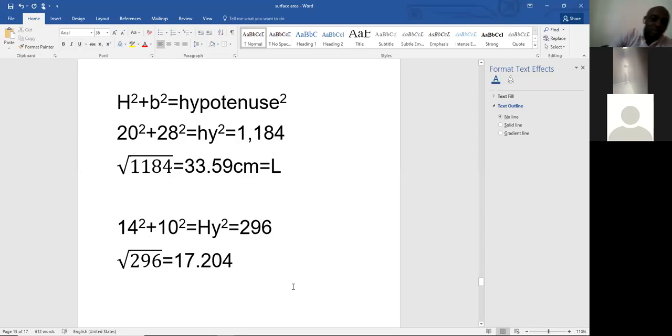So the answer is 17.204. 4 is the fifth significant figure. It cannot be rounded off, so we just remove it. And then we say centimeters.